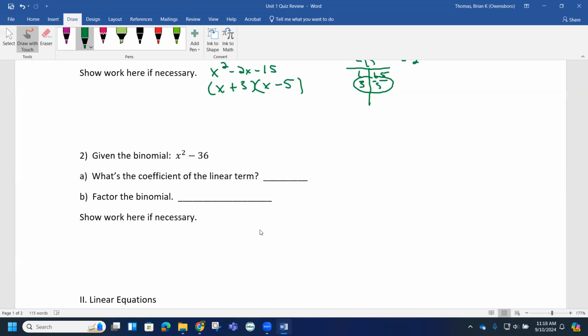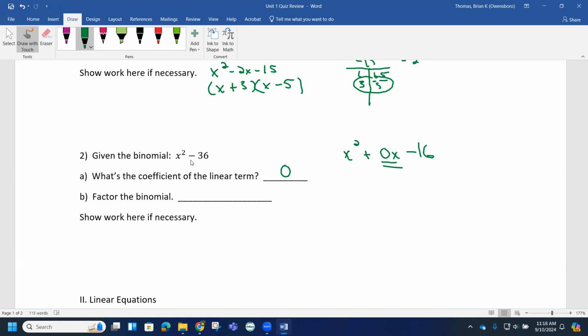So the second question is, given the binomial x squared minus 36, what's the coefficient of the linear term? Remember, the linear term is the x term. So remember, the quadratic term is x squared. What's missing is the linear term. For the linear term to be missing, its coefficient must have been 0. So we have x squared plus 0x minus 36. Since the linear term was not present, its coefficient had to have been 0.